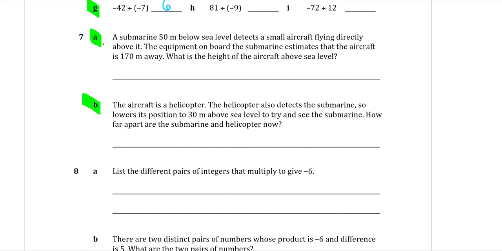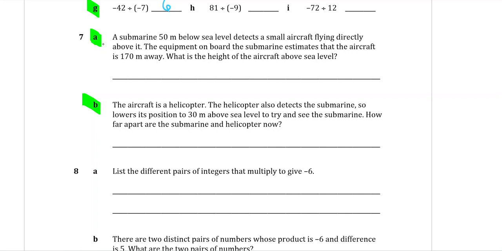All right, start at A. A submarine is 50 meters below sea level. A small aircraft is flying directly above it. The equipment on board the submarine estimates that the aircraft is 150 meters away. What is the height of the aircraft above sea level?